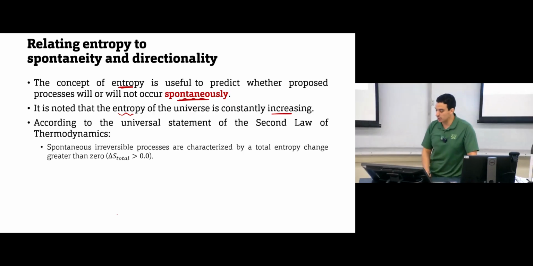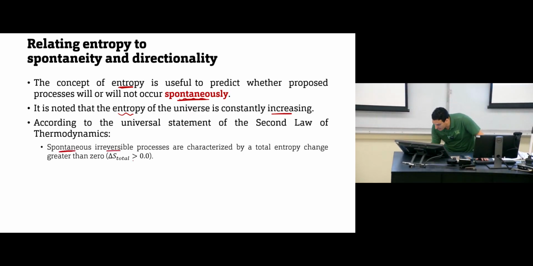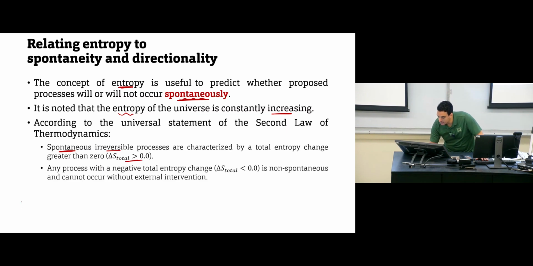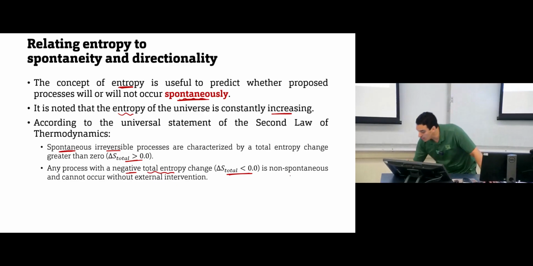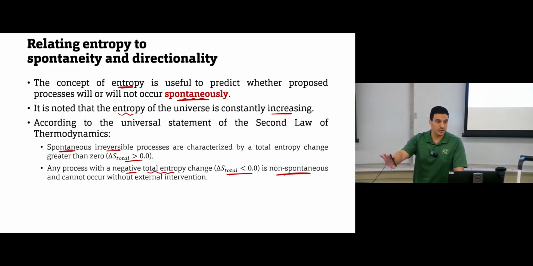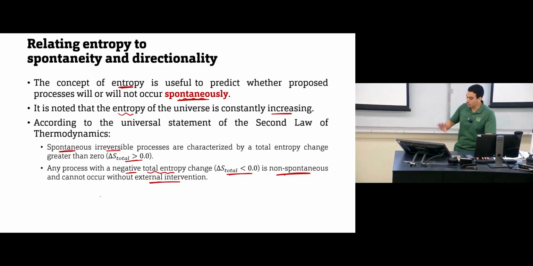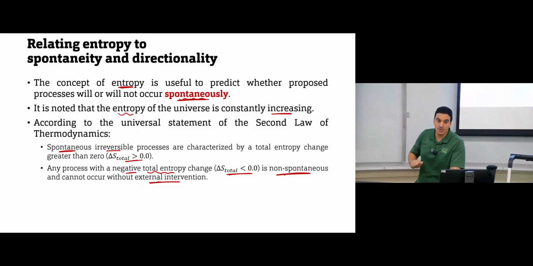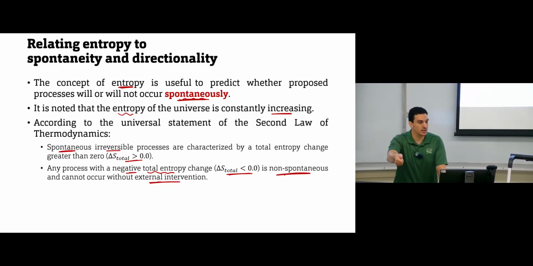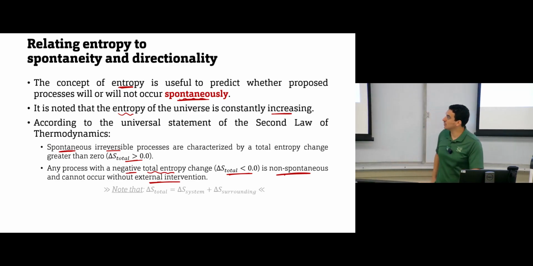So according to this, if we have a spontaneous, irreversible process, the entropy change is more than zero. Any process with total entropy change less than zero is not spontaneous. This process will not happen by itself. It can occur in case you have external intervention. But without any external force to push it to occur in the direction that you want, if you just leave it, this process will not occur.